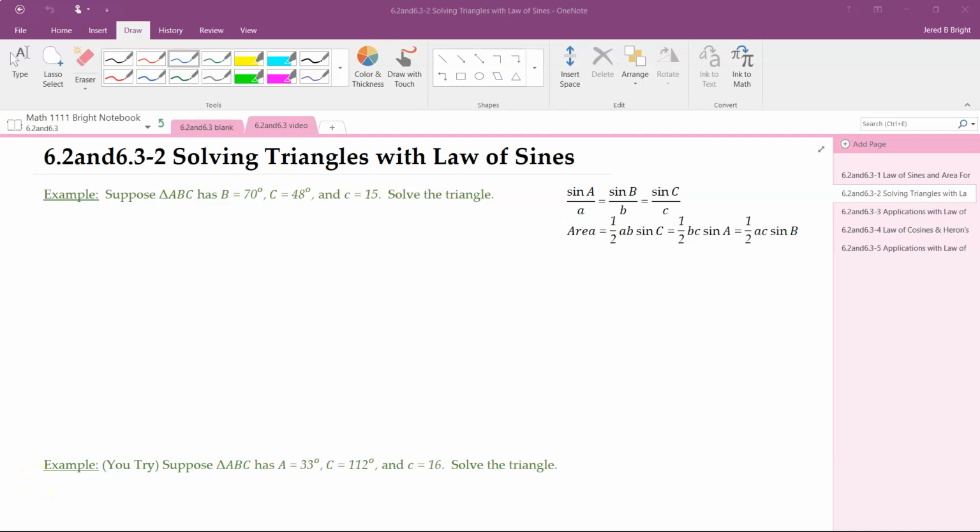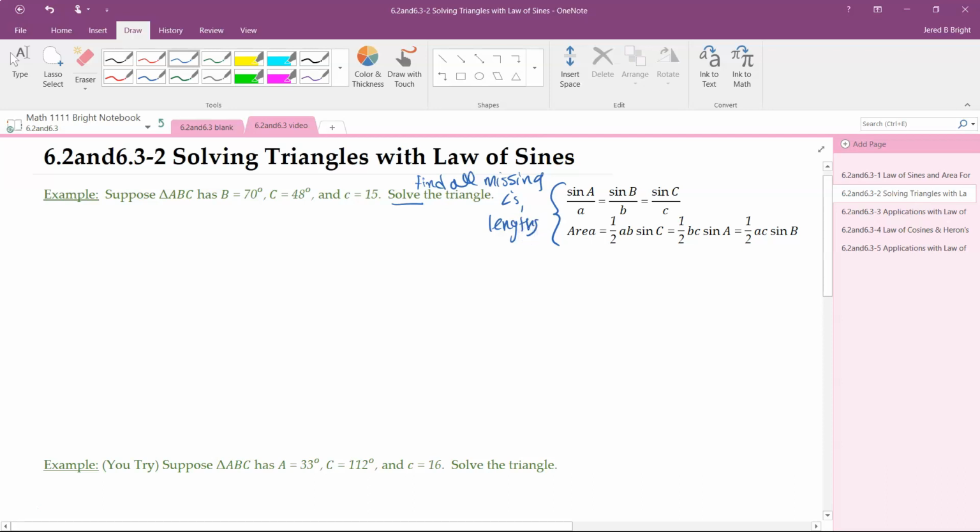Welcome back, everyone. In the last video we saw the law of sines and the area formula associated with the law of sines. These formulas hold in any triangle, acute, obtuse, or right. Now we want to put this to use. We have a triangle ABC where we have B, C, and c as given. Solve the triangle. When we say solve, it means find all missing angles and lengths.